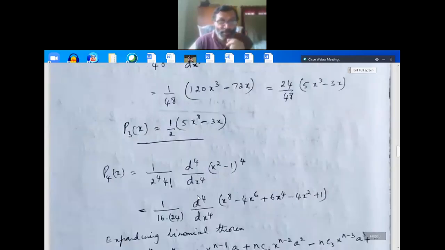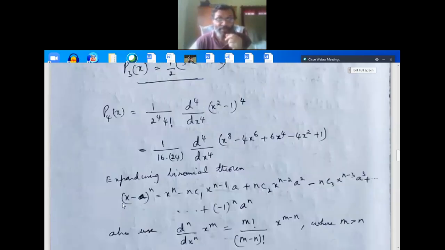Now 2 power 4 is 16, 4 factorial, 4 into 3 into 2, that is 24. The fourth derivative of (x squared minus 1) power 4, I use the binomial theorem: x is x squared, a is 1 and n is 4. So x power n, (x squared) power 4, that is x power 8, minus nC1, that is 4C1, which is 4, x power n minus 1.